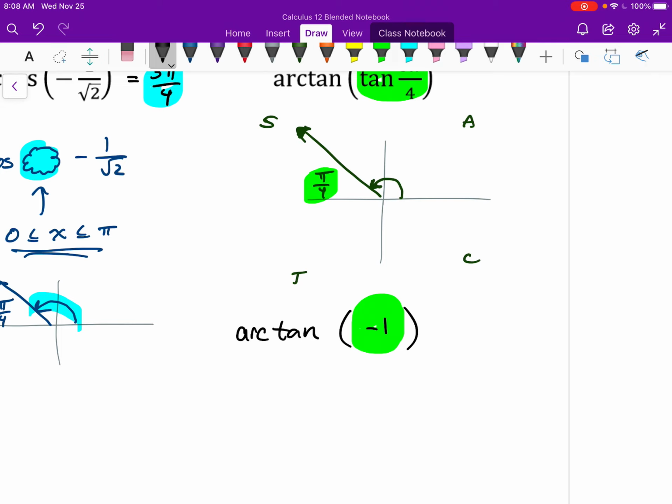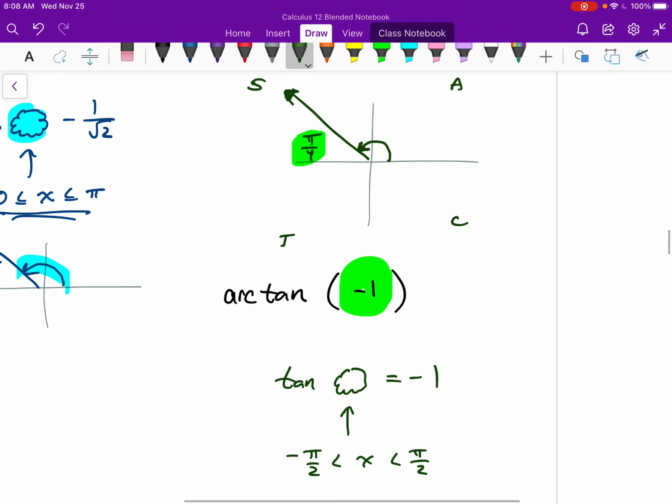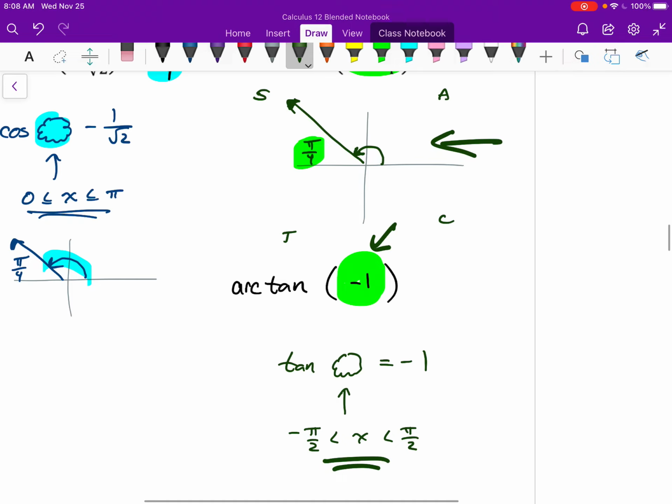All right, so now what's the arctangent of negative 1? Well, that means tangent of something equals negative 1, but only within the restriction of negative pi over 2 to pi over 2. So where does arctan equal negative 1? Well, this angle I've sketched out right here is not inside that restriction. This angle does show me where tangent equals negative 1, but it's too big. It's 3 pi over 4. My restriction has to be only up to pi over 2.